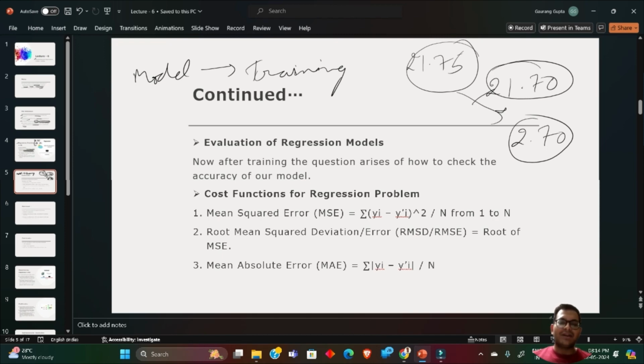Now, there are many functions you can use. First is mean squared error. Then second is root mean squared error or standard deviation. And then mean absolute error. All of these three are very popular and you can use any one of them or you can use all of them to check that in different cost functions or different error checking functions how your model is performing.